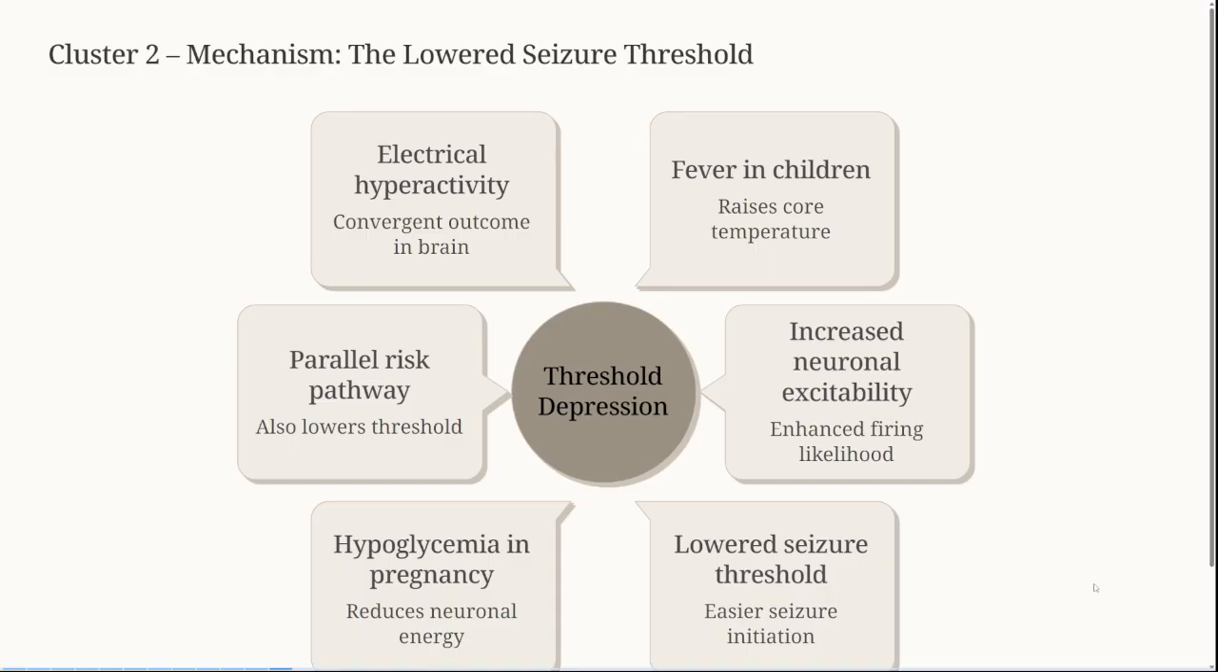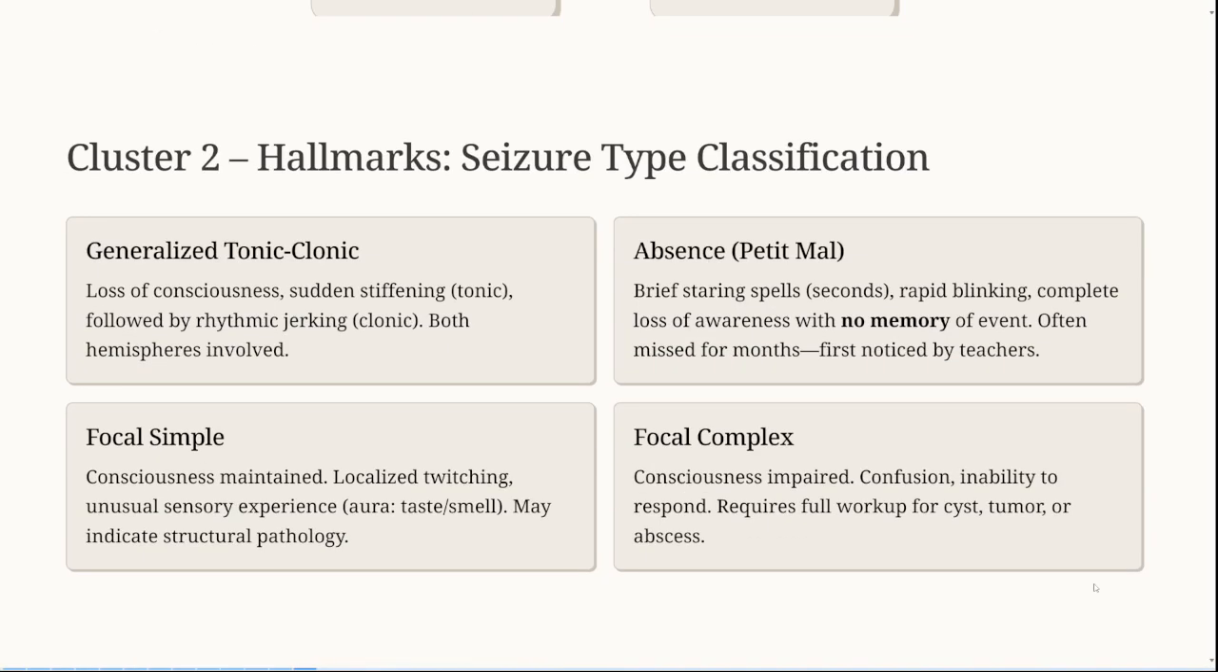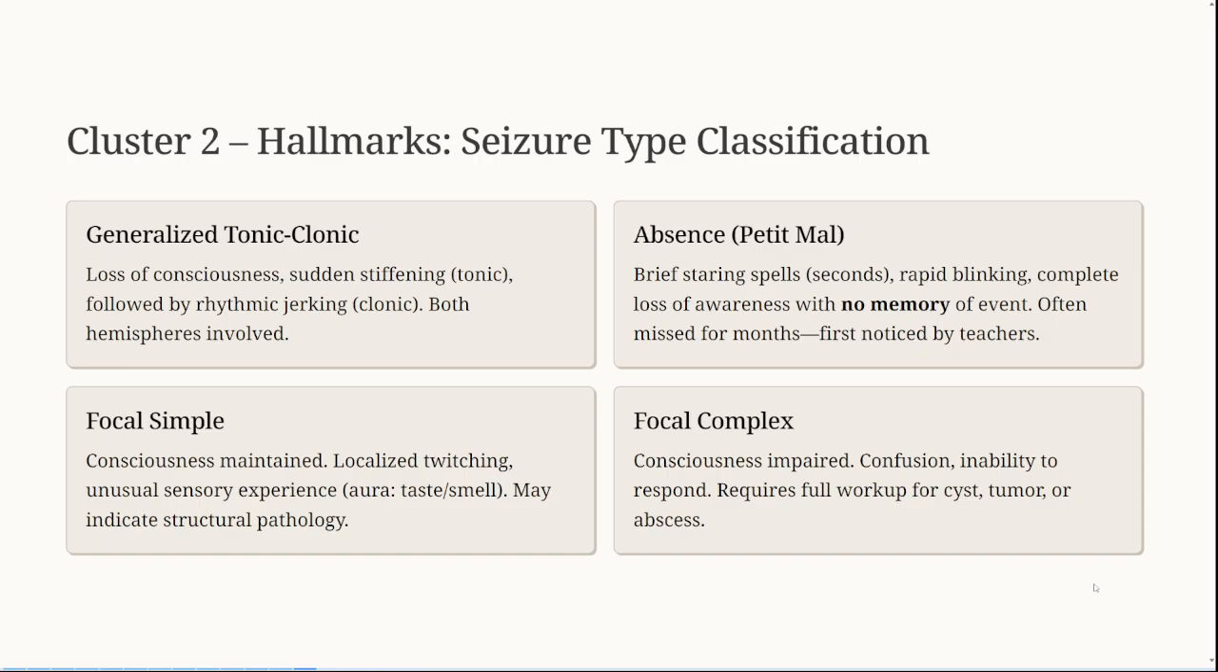Okay, let's categorize the types. Identification is obviously paramount. We can start with generalized seizures, the ones involving both hemispheres. And the most recognizable one is the tonic-clonic seizure. That's marked by a sudden loss of consciousness, stiffening, which is the tonic phase, and then the rhythmic jerking, which is the clonic phase. But there's one that's frequently missed, right?